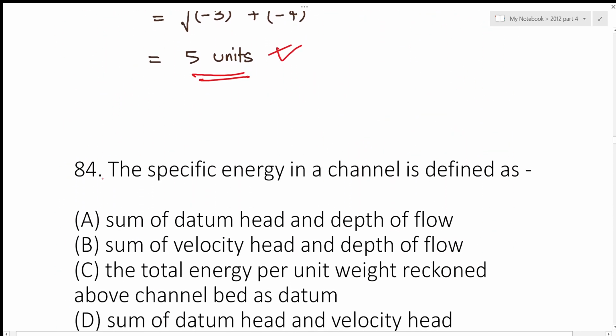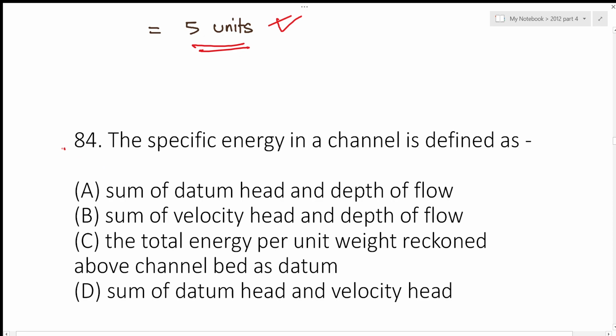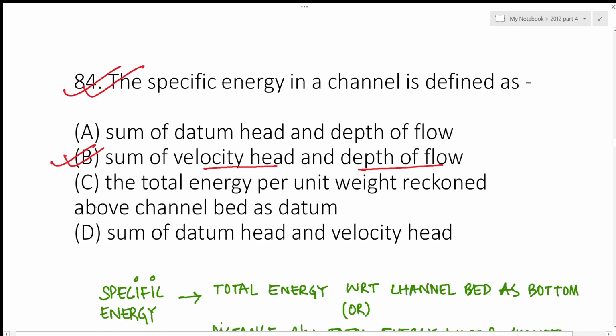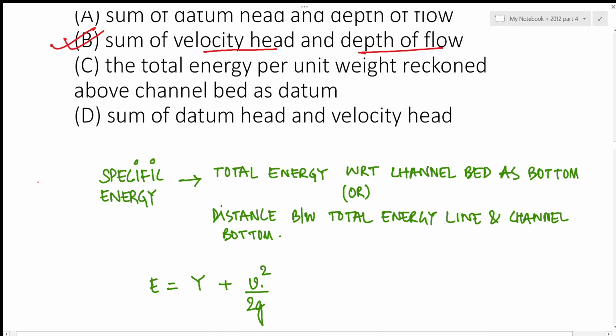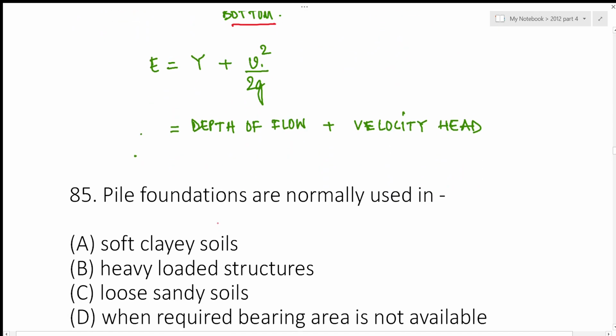Next question: the specific energy in a channel is defined as... Now the specific energy is defined as the sum of velocity head and the depth of flow, which can also be written as the sum of velocity head as well as the pressure head. You know, specific energy is the total energy with respect to the channel bed as bottom, or it is the distance between the total energy line and the channel bottom. Mathematically, it is given by E equal to y plus v square by 2g.